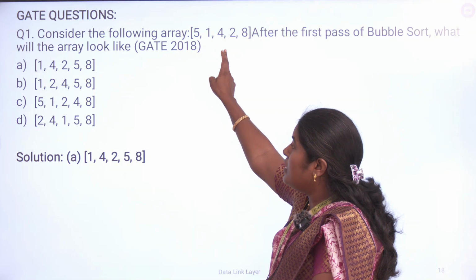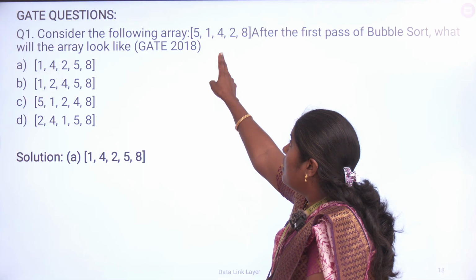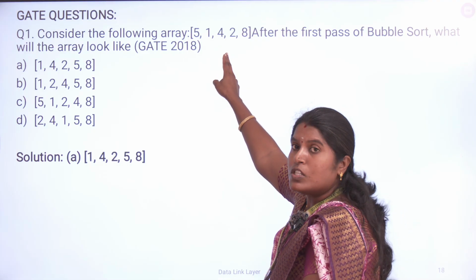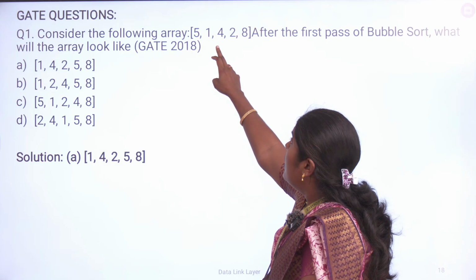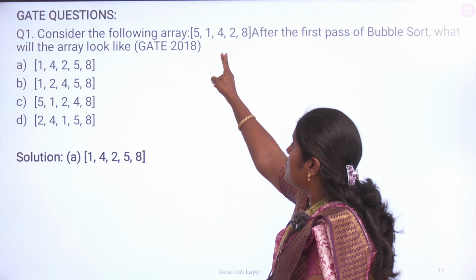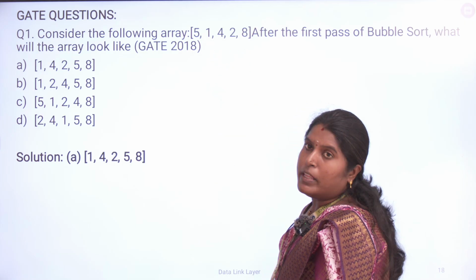What happens when we compare 5 and 4? 5 is greater than 4, so we will be swapping the positions, the second position and the third position. So 1, 4, 5, 2, 8 will be the output.